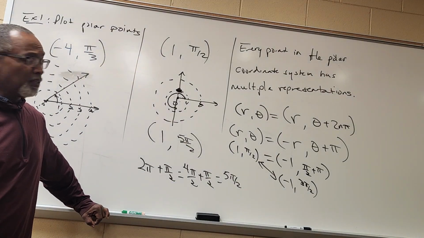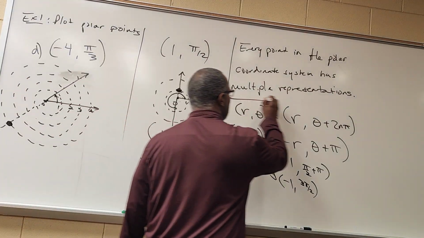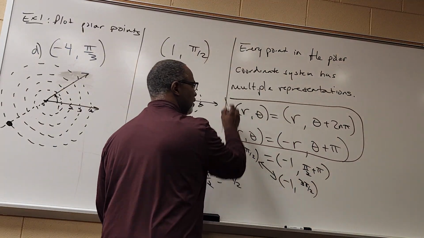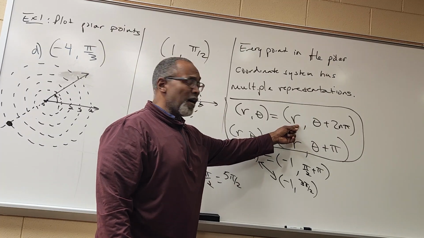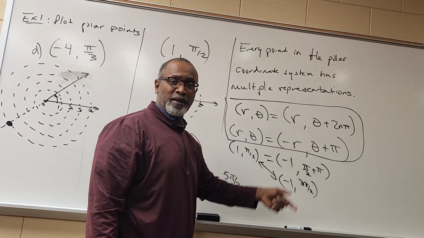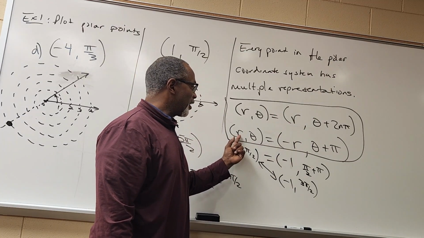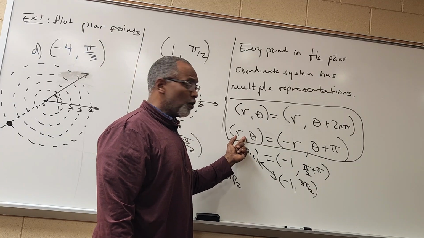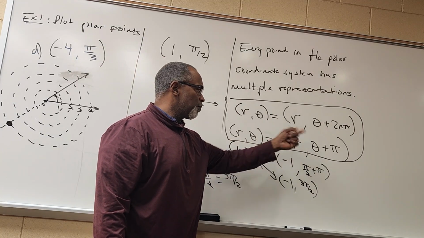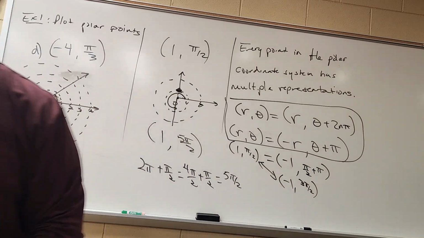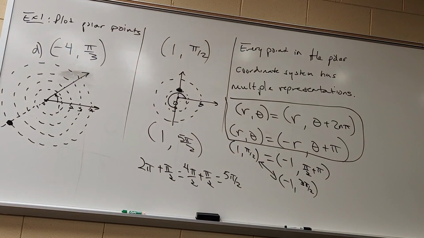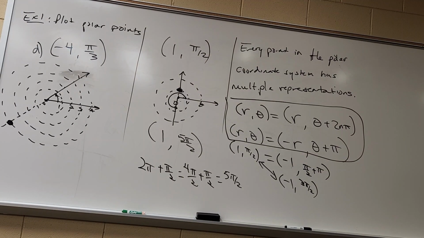That's another representation. So this is what we need to know. Any point in polar can be written a bunch of different ways with an r positive, because all I have to do is keep adding or subtracting multiples of 2 pi. Or I can rewrite any given point in polar coordinates as negative r comma theta plus pi, because of what we just saw. So we'll always be able to have multiple representations for any given point in polar.